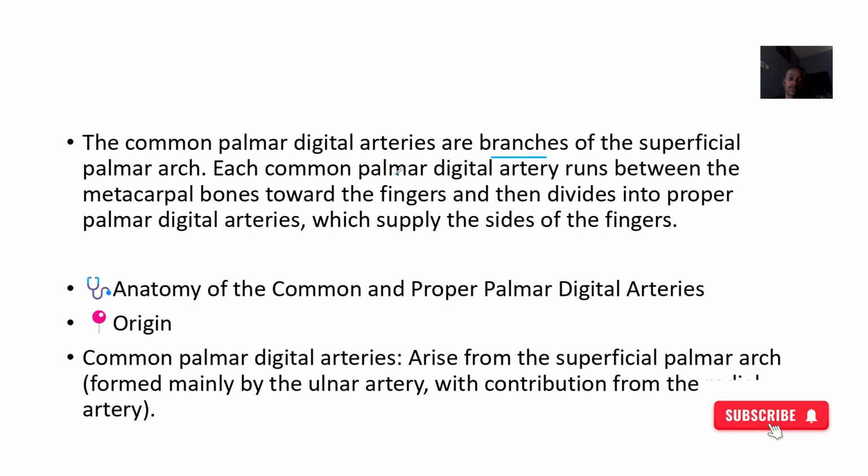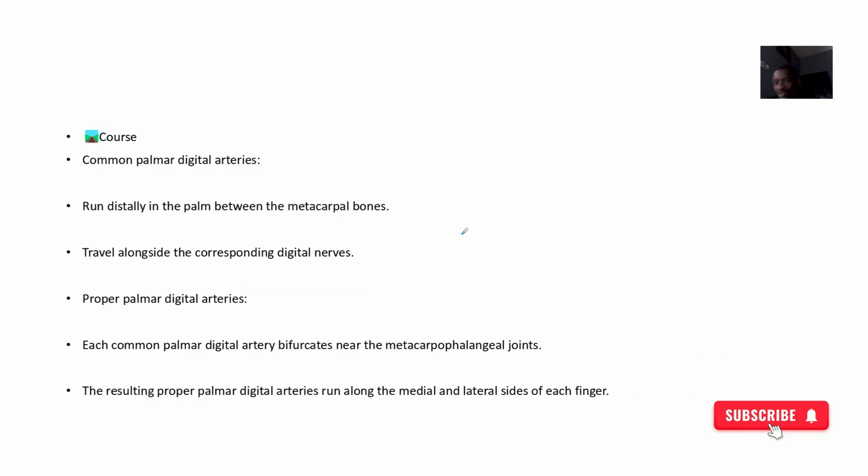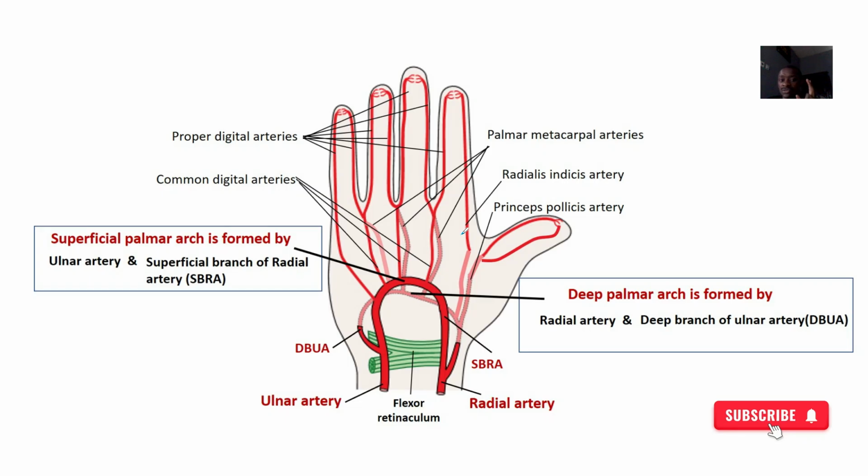Okay. So each common palmar digital artery runs between the metacarpal bones towards the fingers, then divides into the proper palmar digital artery. You can't just discuss the common digital artery without mentioning the proper digital arteries. The proper ones are the ones that are now beside, in between your fingers. They run in between your fingers, supplying blood there.